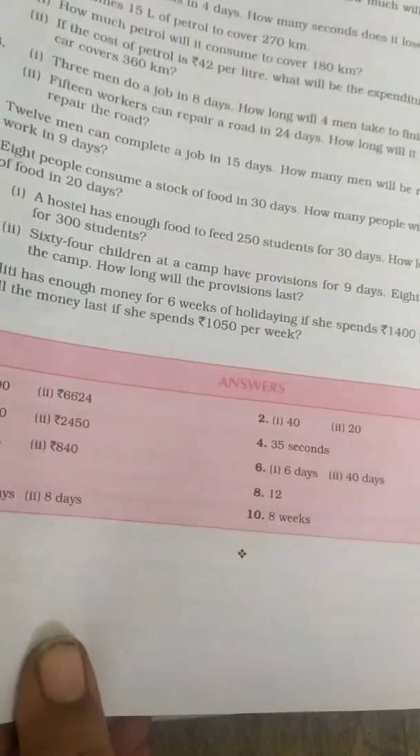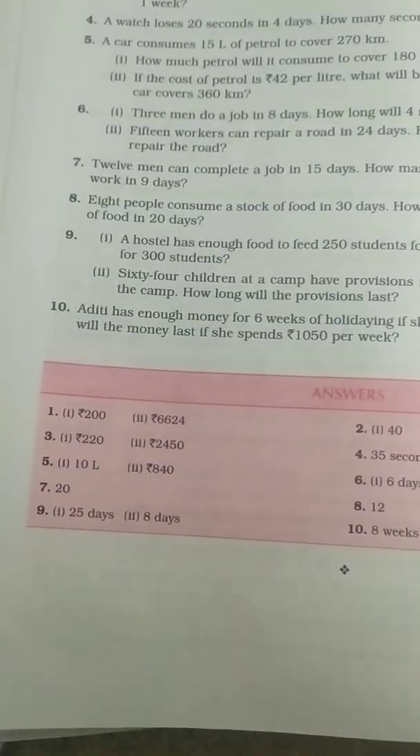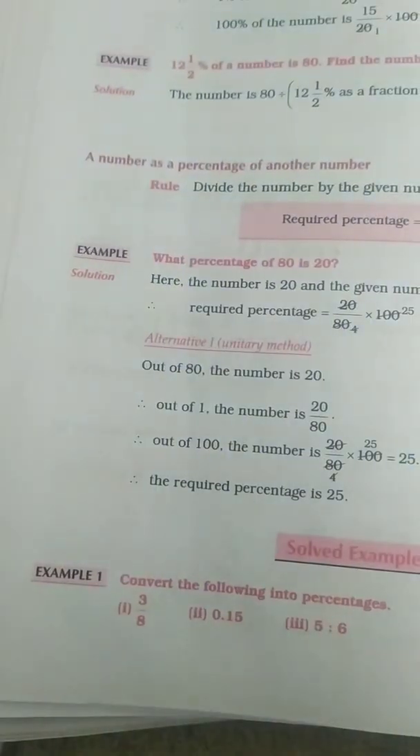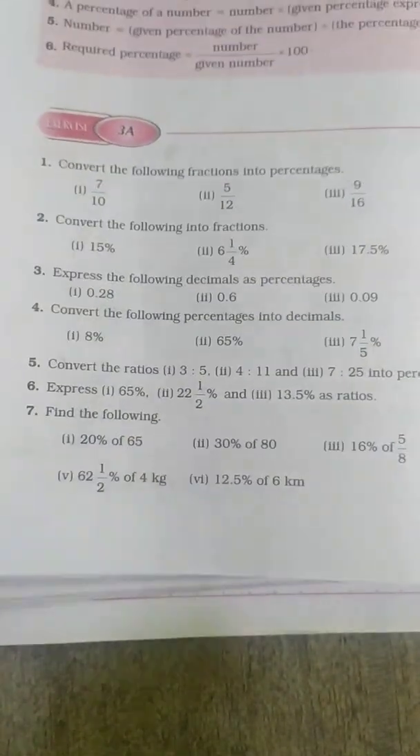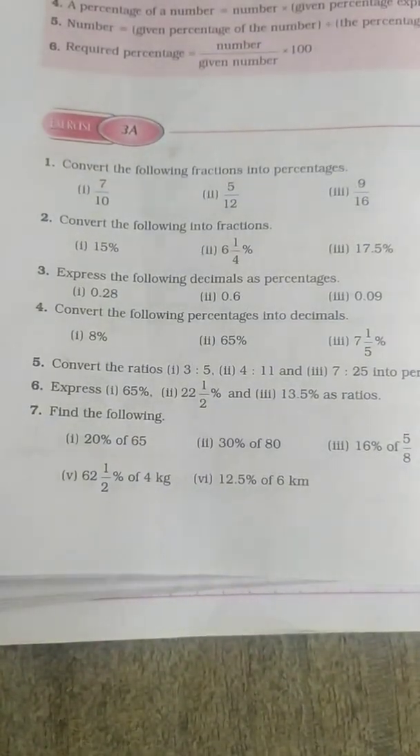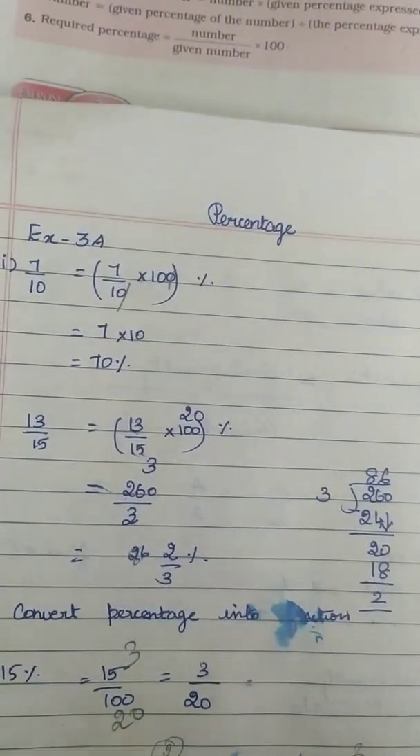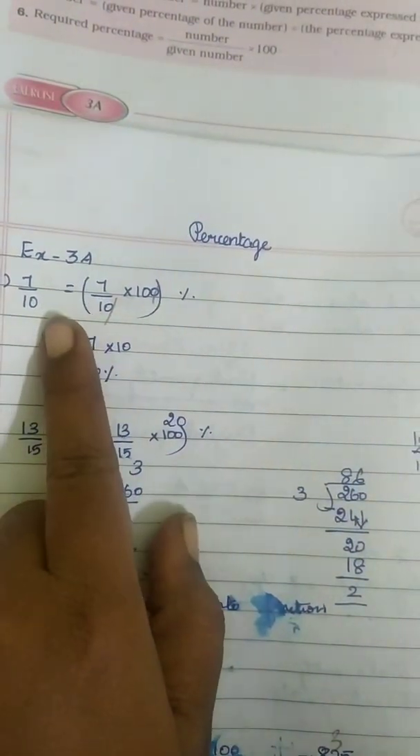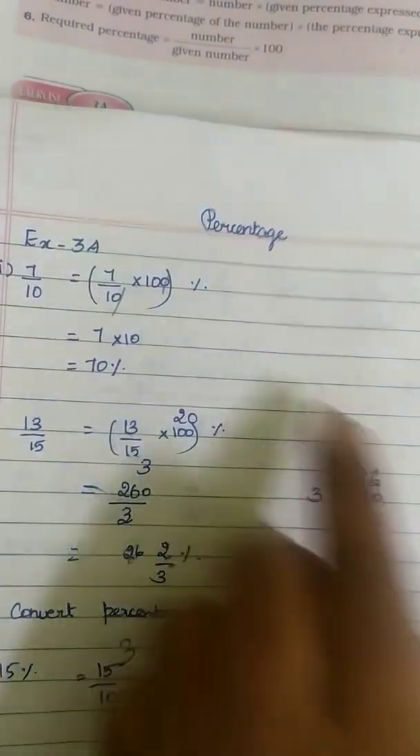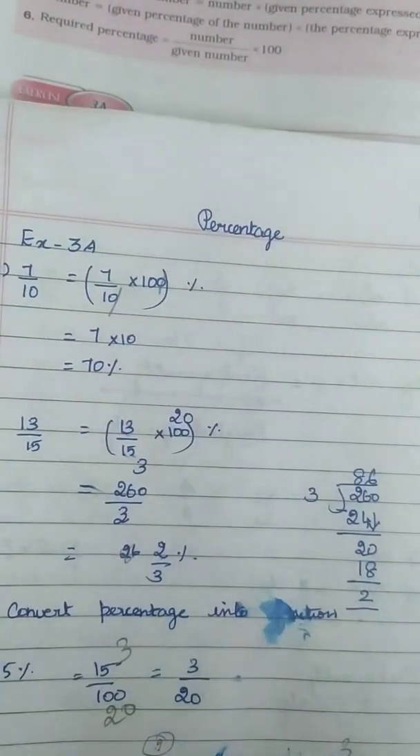Next exercise, I have selected percentage. In percentage, it is an easy problem. How to convert a fraction into a percentage, a decimal number into a percentage. These are the important concepts. If you see how to convert a fraction into a percentage, 7 by 10. This is a fraction. To convert it into a percentage, you have to multiply it by 100.